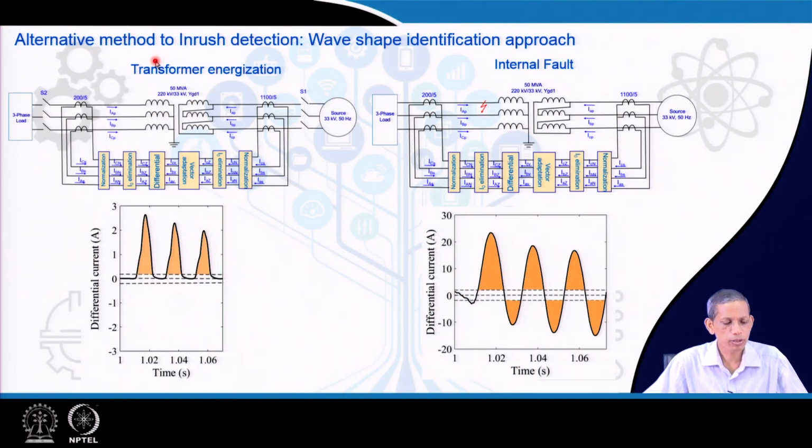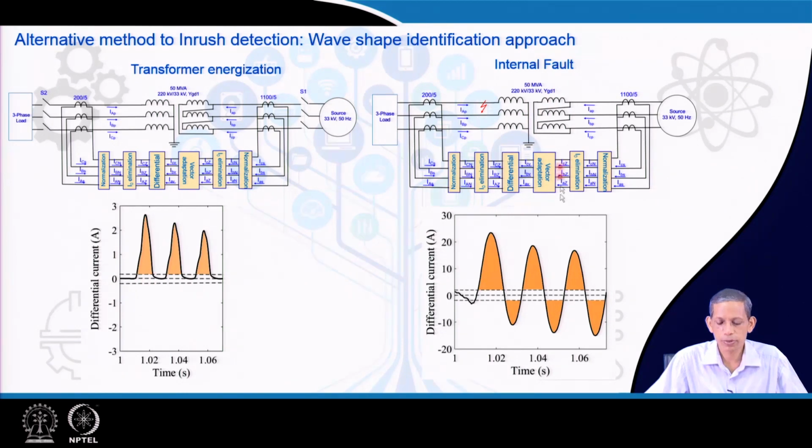The alternative method for the inrush detection process, besides this harmonic based approach, is called the wave shape identification approach. Let us see this case: transformer energization and internal fault. These were the internal fault cases and these are normal transformer energization. With transformer energization we have the inrush shape like this, going to the negative or maybe a very small amount. So, this is the corresponding differential current.